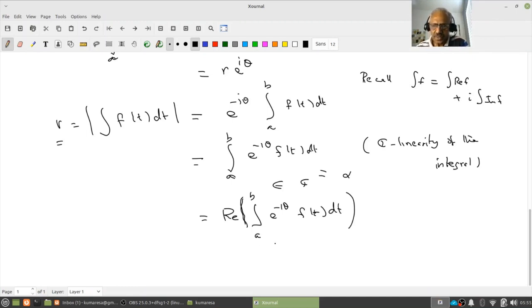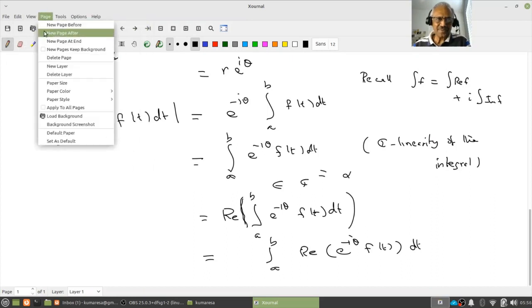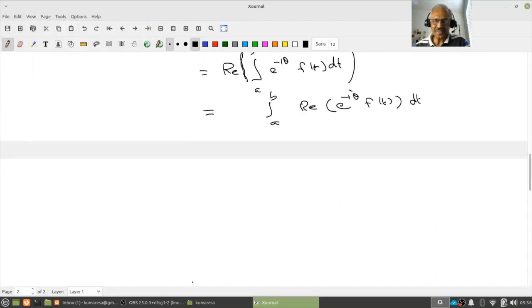Therefore this fellow is nothing other than the real part of the integral from a to b of e power i theta f of t dt. Do you follow this? Now how many of you can see something very interesting has happened? I'll keep this in front of us. Now this integral is something very interesting. It is the integral of a real valued function. This is real valued. You understand this?